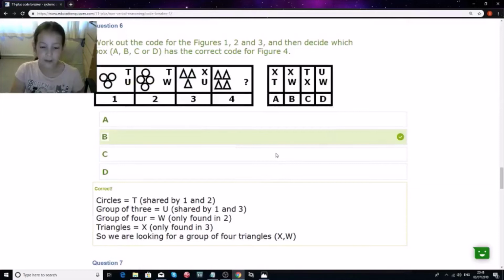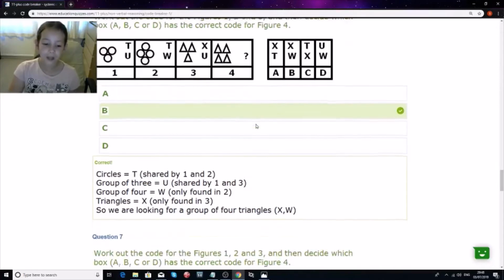Correct. Circles equals T, shared by 1 and 2. Group of 3 equals U, shared by 1 and 3. Group of 4 equals W, only found in 2. Triangles equals X, only found in 3. So we are looking for a group of 4 triangles, X, W. Question 7.